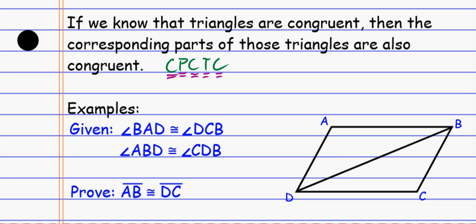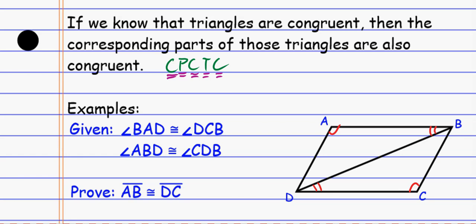So if I look at something like this guy, I've got that angle BAD and angle DCB are congruent. So angle BAD, that's this guy, and angle DCB, those are congruent. I'm labeling them on the picture. Angle ABD, that's this guy right here, is congruent to angle CDB, which is this guy right here. And now I want to prove that segment AB is congruent to segment DC, all right?